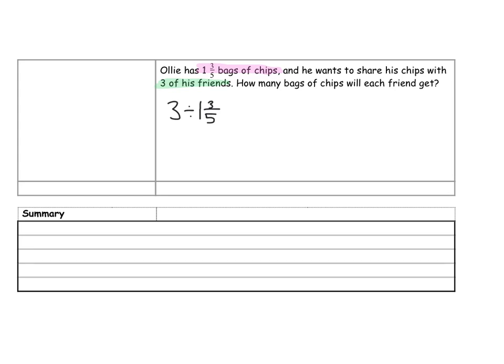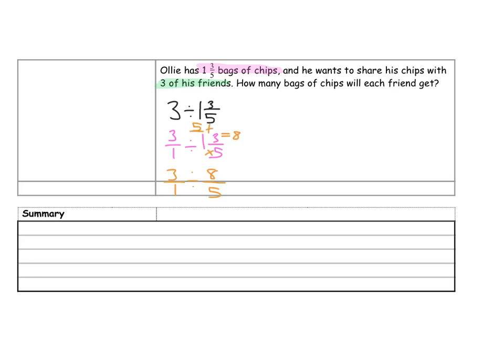So in the previous problem, we changed our whole number into an improper fraction. So that's the first step we're going to do. We're going to change it to an improper fraction. And now, since we changed that to an improper fraction, we have to change this to an improper fraction too. So take a minute and do that.